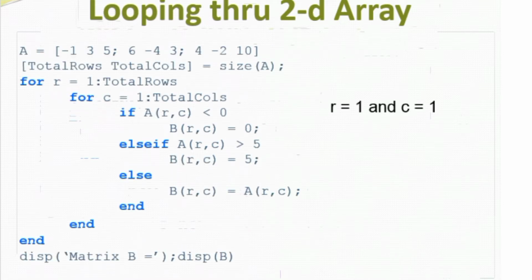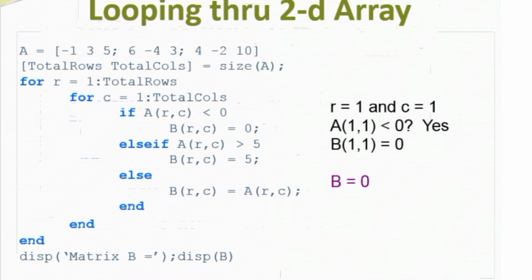Well, the first time through, R is going to be equal to 1, C is going to be equal to 1. So I'm looking at A(1,1). Is the first entry A(1,1) less than 0? Well, yeah, it is. It's minus 1. All right, so what happens? Oh, I create this brand new matrix called B, and I set B(1,1) equal to 0. So B becomes 0.